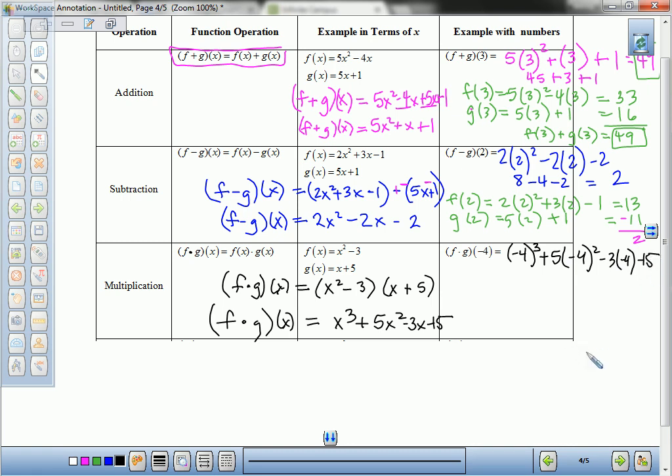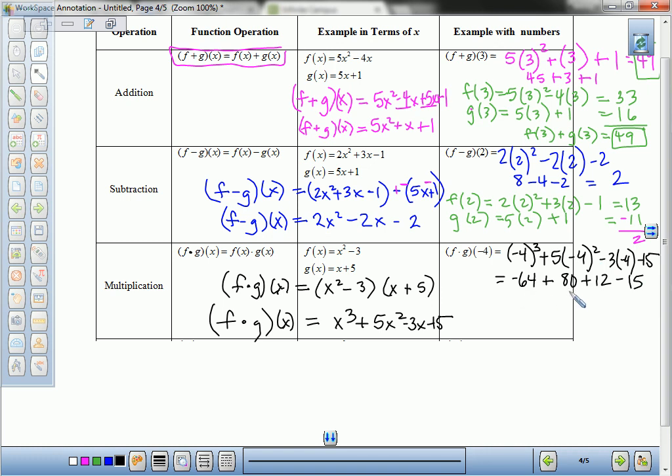So we do need to keep in mind our rules for powers when we have negative numbers. If we raise a negative number to an odd power, it remains negative. And if we raise a negative number to an even power, it becomes positive. So when we raise that -4 to the third, it is negative 64. But then -4 squared is positive 16. And 16 times 5 is 80, right? And then -3 times -4 is a positive 12. And then we have a negative 15.